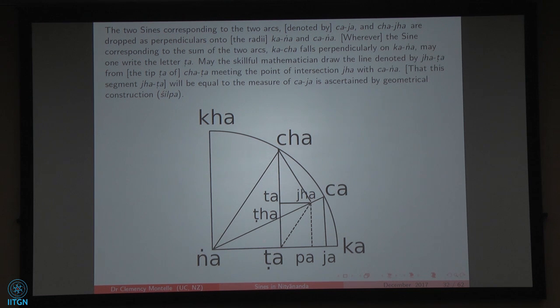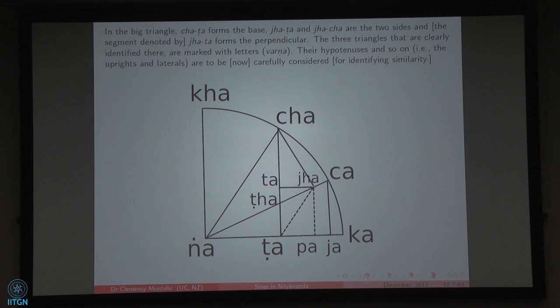So he's setting up the diagram. May the skillful mathematician draw the line denoted by ja, ta, across here. These are little bits that he will need in his demonstration, and the point of intersection we call ta. One of the important things that is crucial for this demonstration, which is not demonstrated until later, is in fact this dotted line here, which is not in the diagram. This in fact is equivalent, and we'll see this later on, to the sine ka, cha. So just remember, we need to show this ta, cha is equal to ka, cha.